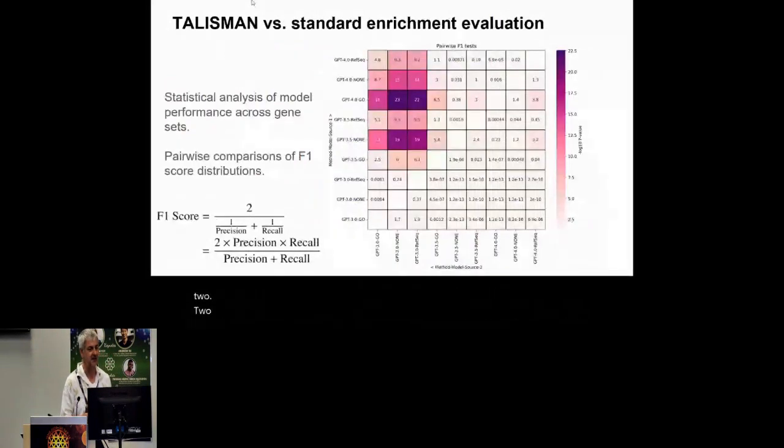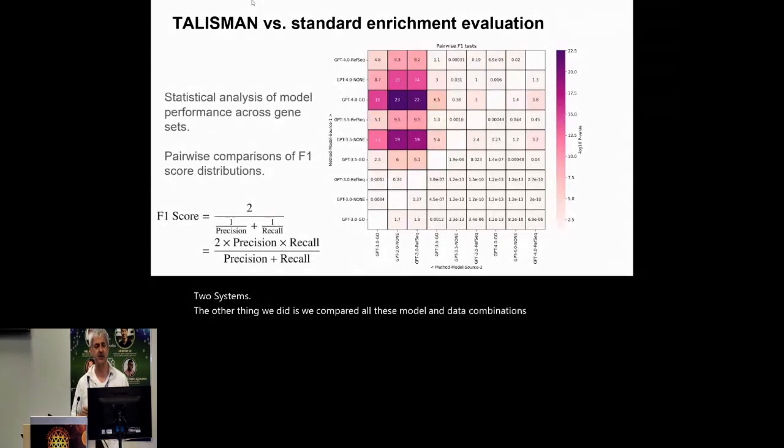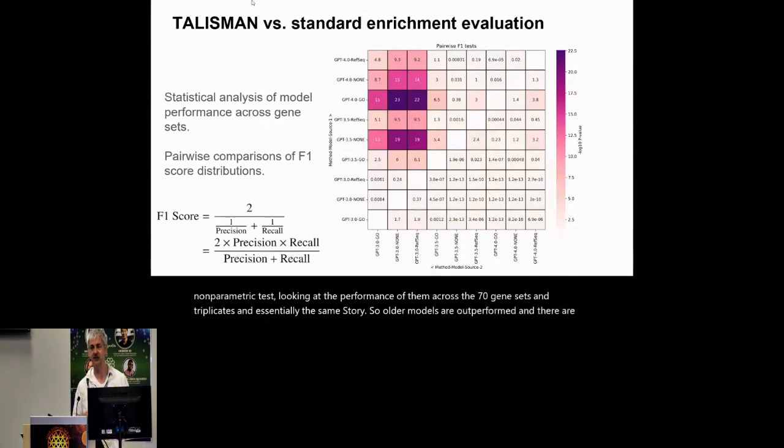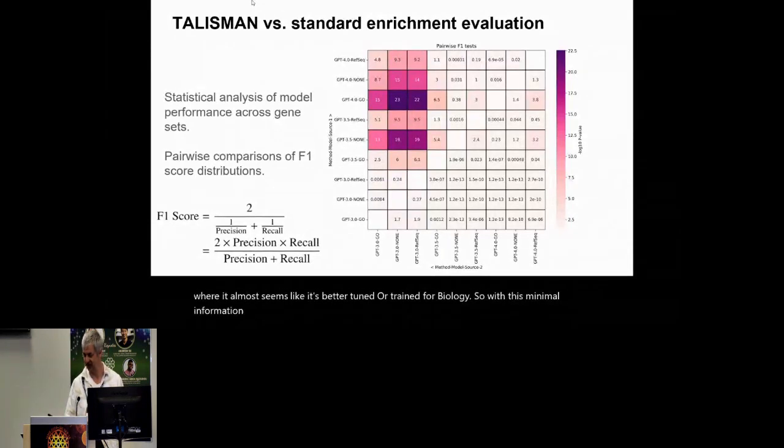The other thing we did is compare all these model and data combinations with a non-parametric test, looking at the performance of them across these 70 gene sets and triplicates. Essentially it's the same story. Older models are outperformed, and there are these two cases, GPT-4 with GO terms and GPT-3.5 with just gene symbols, that outperform everything else except for each other. There's really something peculiar about GPT-3.5, where it almost seems like it's better tuned or trained for biology. With this minimal information, it can actually do fairly well.